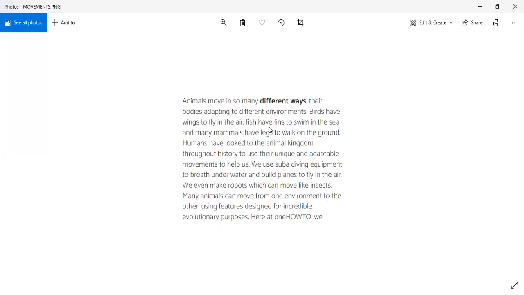Okay. Suhana, now can you tell me which particular organ the fish is having to swim in the water? See the screen.